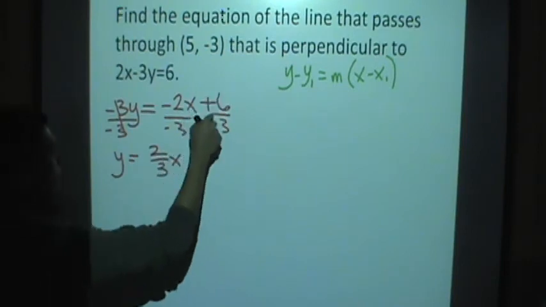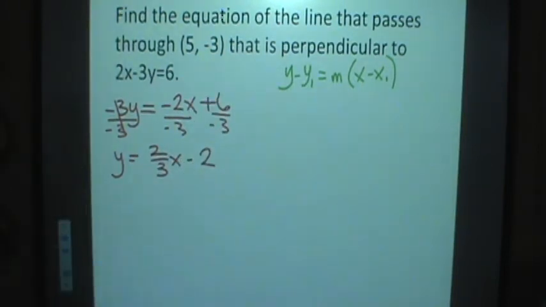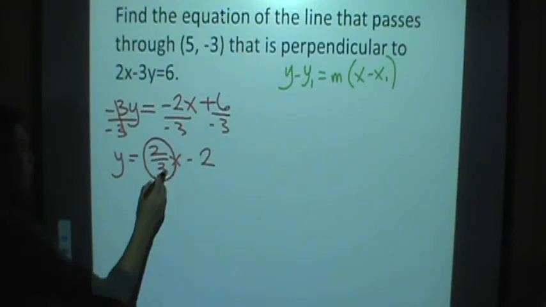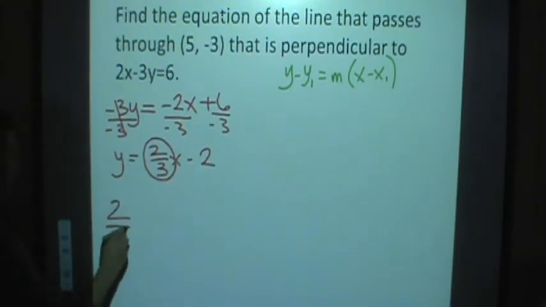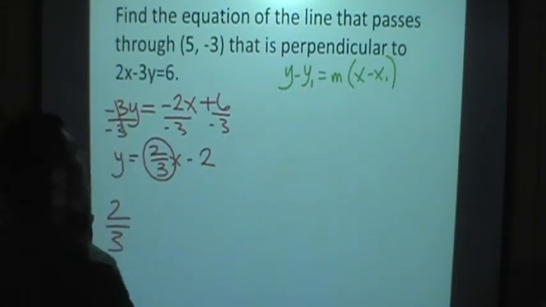But we can do 6 divided by -3, which is -2. Okay. Do we need the whole equation? No. We only need the slope. Now the slope is 2/3. Now remember, for parallel lines, they have the same slopes. That means if the lines are parallel, we can just use this over there.